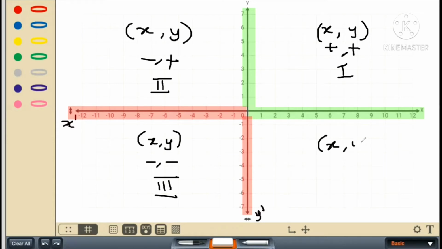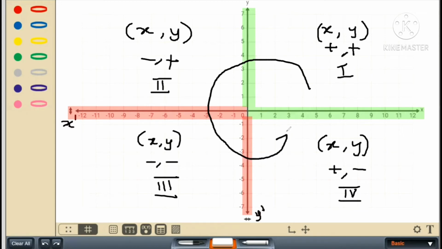Moving to the next, the ordered pair x, y has x positive and y negative. So it's the fourth quadrant. X positive means the values will be greater than 0, and y negative means it will be less than 0. So you see the direction: first, second, third and fourth. There are 4 quadrants in a Cartesian plane.